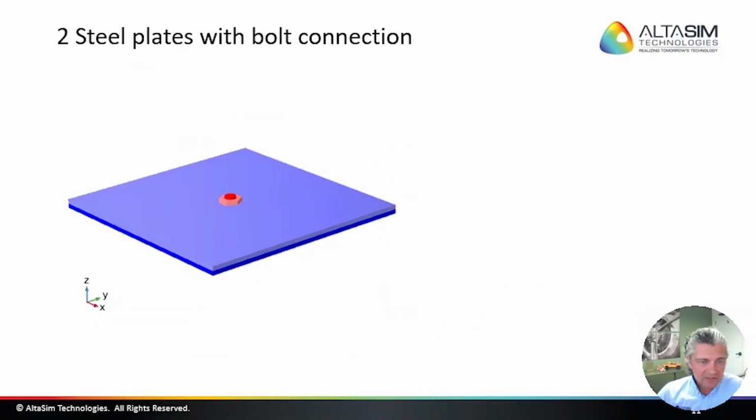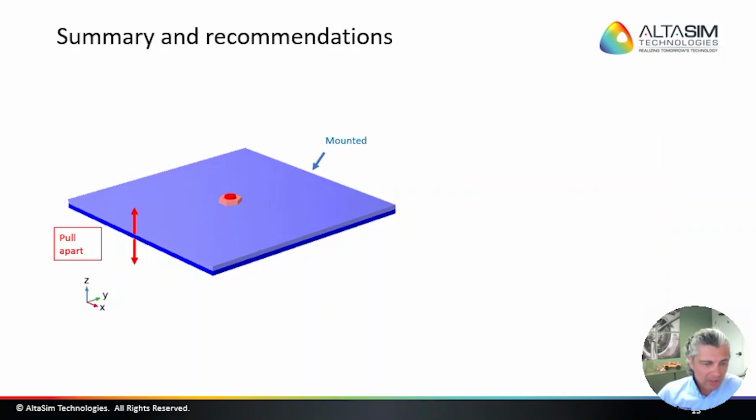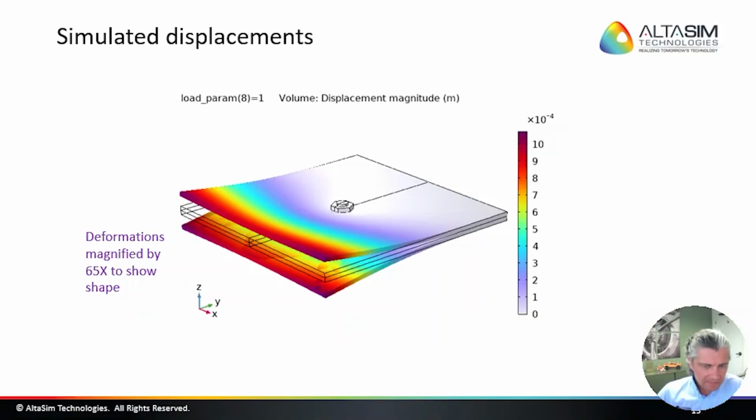We also ran a test on 2 steel plates with a bolt connection, where you have the top plate connected to the bottom plate through this bolted connection. This is just a simple demo, but we would recommend using this formulation for large structures that have many bolted connections. And so we run a pull apart analysis where we mount this side with displacement controlled, zero displacement, and we pull the geometry apart, half symmetric, 800-pound pull apart load. And we solve this with the standard way.